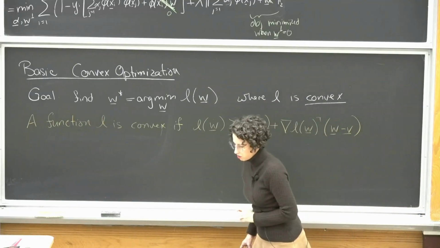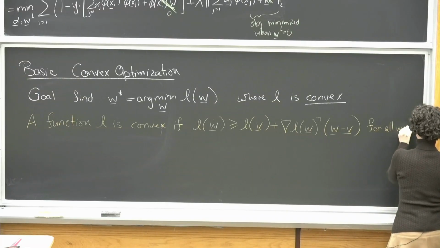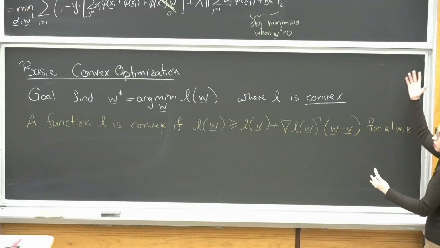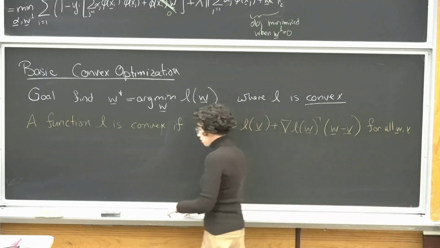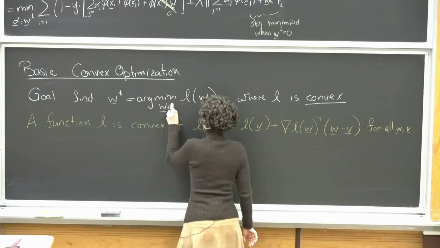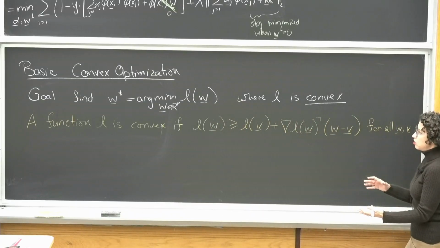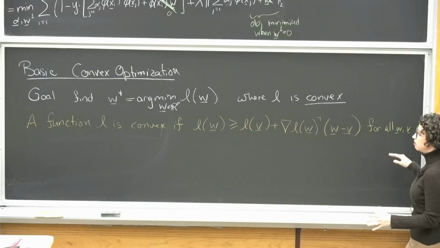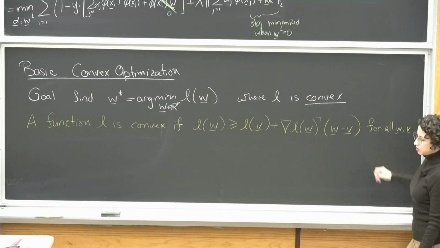And this has to be true for all W and V. And I'm assuming for this that just like we've done with every example in this class, we're considering all W's in p-dimensional space. So if we had more constraints on what W's could be, then this would change a little bit. We're just going to consider the case where we're optimizing over all possible p-dimensional vectors. And so this is what makes a function convex.